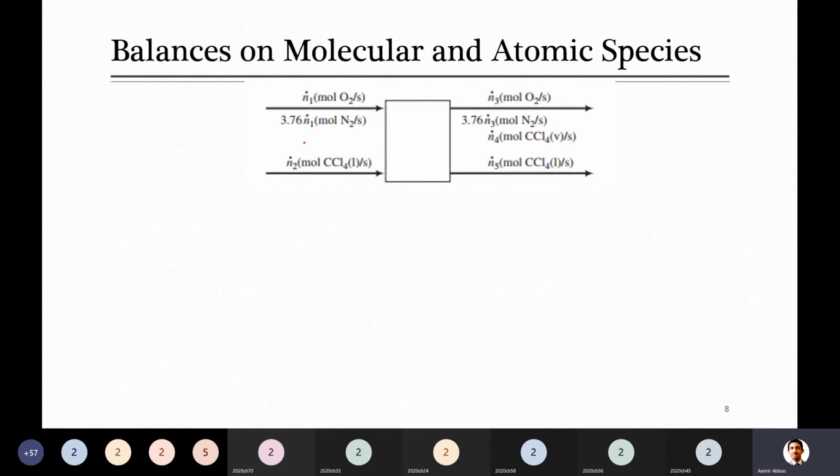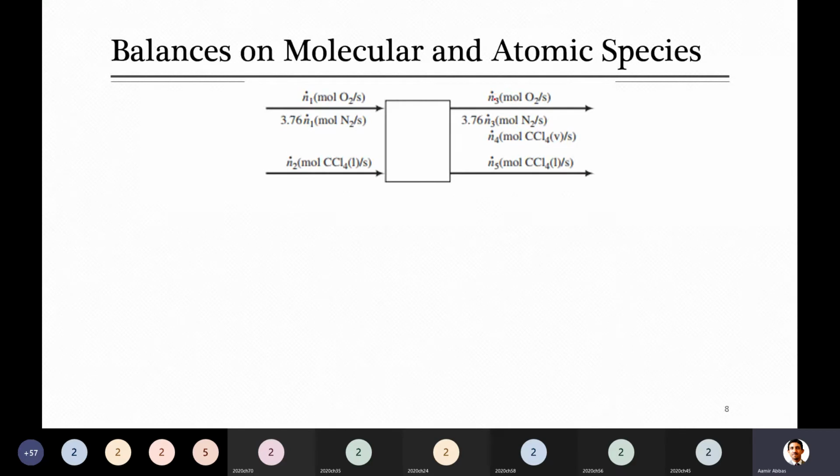Okay, let's look at this. In this system, 3 species are entering. Can you see the screen? Yes, sir. Okay, here oxygen is entering. There is some specific number of moles. He didn't mention it here. I just mentioned N1 dot. N1 dot means the molar flow rate of oxygen. Then there is 3.76 times the flow rate of oxygen. That is the flow rate of nitrogen actually, but it is 3.76 times the flow rate of oxygen. And then there is some other species, CCl4, whose specific number of moles are entering the system.